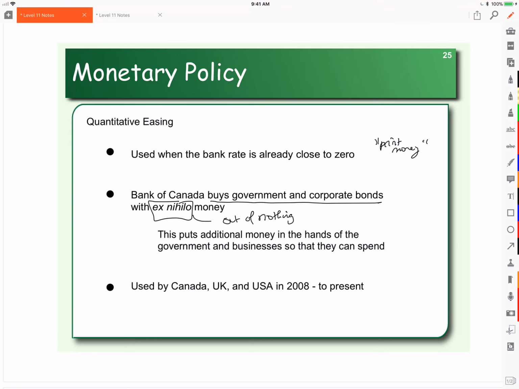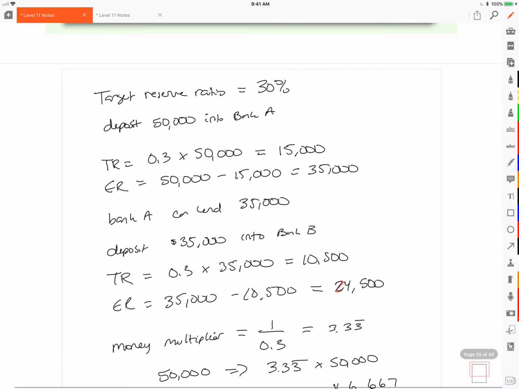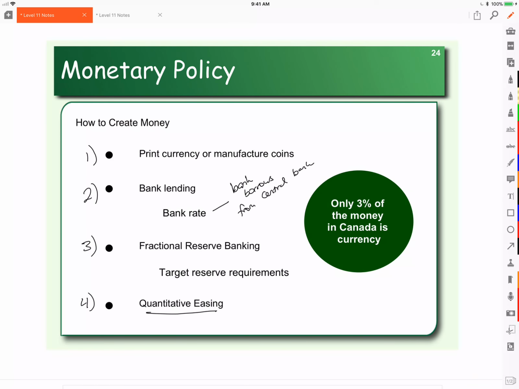So quantitative easing over the last decade has been a popular way to increase the money supply, because when we look at how to create money, we already had banks lending as much as they could because we reduced the target reserve requirements, we reduced the rate at which banks could borrow from the central bank, and still it wasn't stimulating the economy enough. And since most Canadians don't actually use a whole lot of currency or coins, right? It's only about 3% of the money supply. We needed more electronic money. And so quantitative easing is what we used.